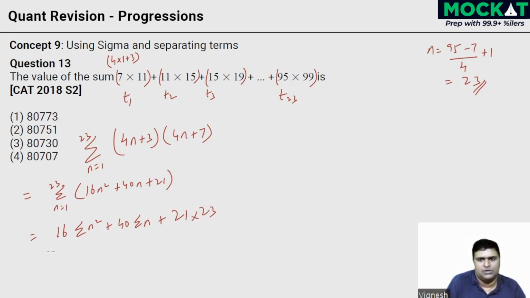That's it, right? So for n square, it's n into n plus 1 into 2n plus 1 by 6. That's the formula we saw. I have to plug in a value of 23, n equals 1 to 23. So what is it going to be? 16 into n plus 1 into 2n, 46 plus 1, 47 by 6, plus 40 into n into n plus 1 by 2, 23 into 24 by 2, plus 21 into 23, right?